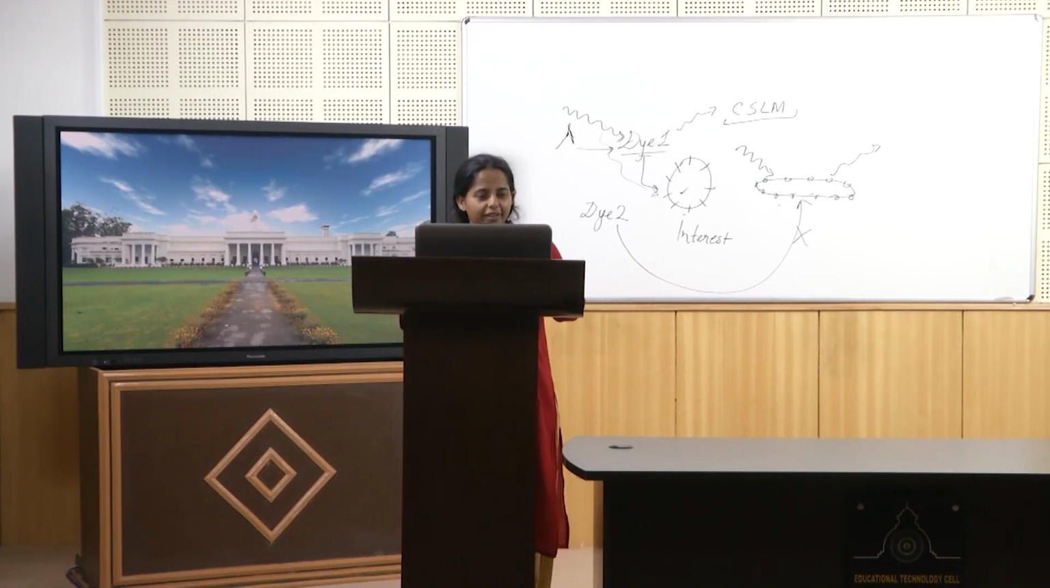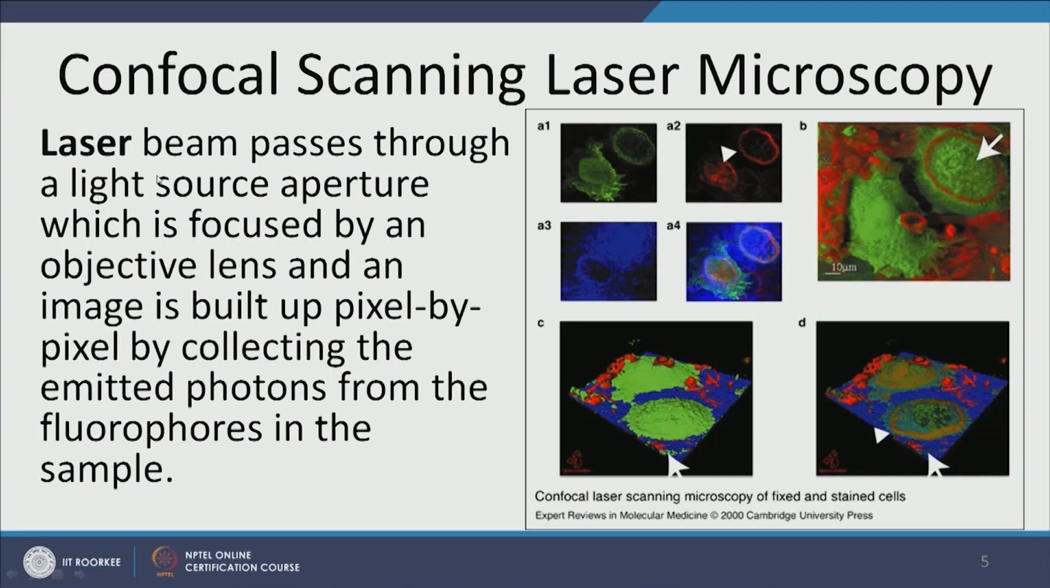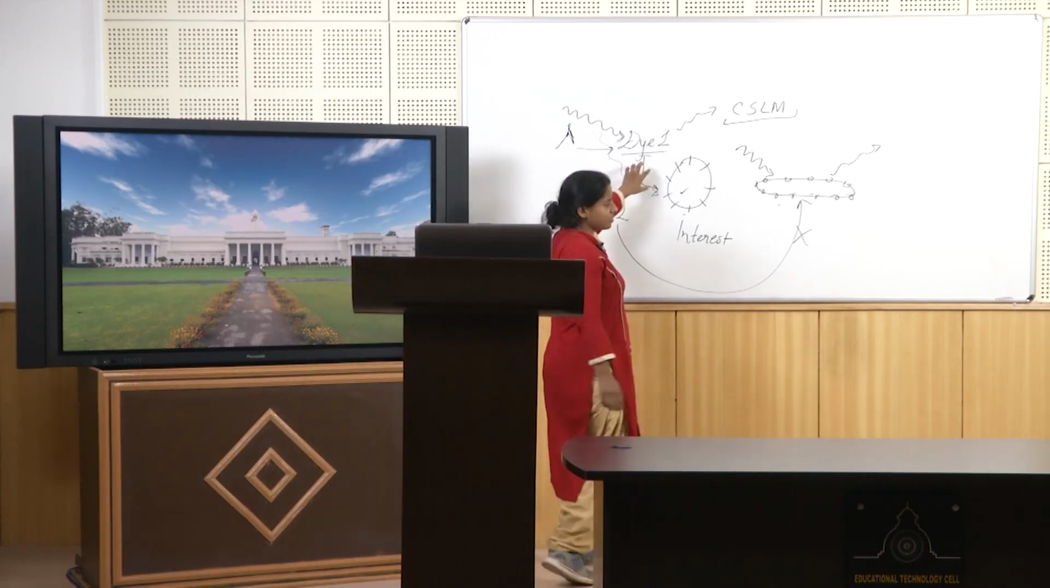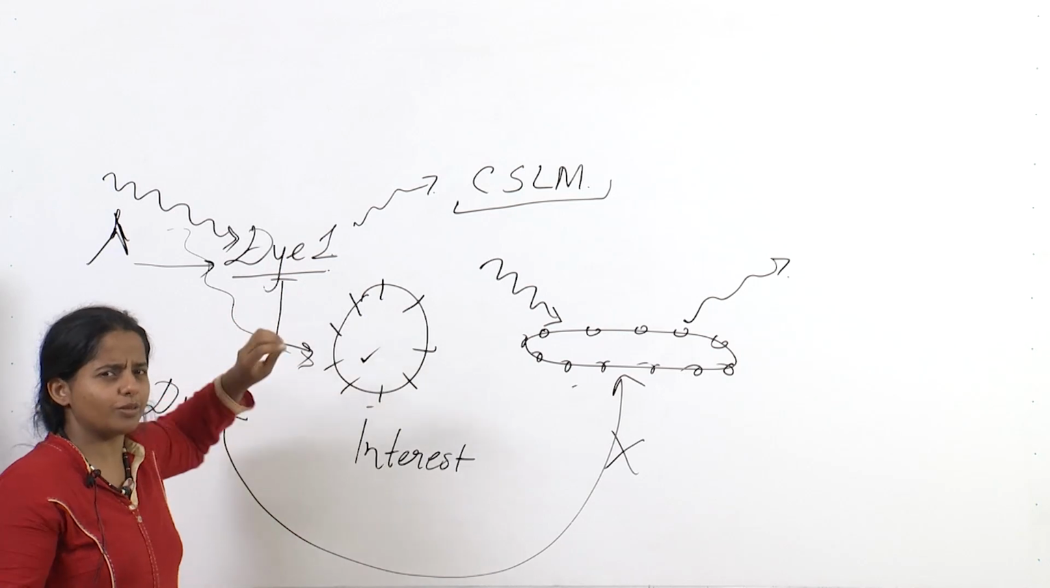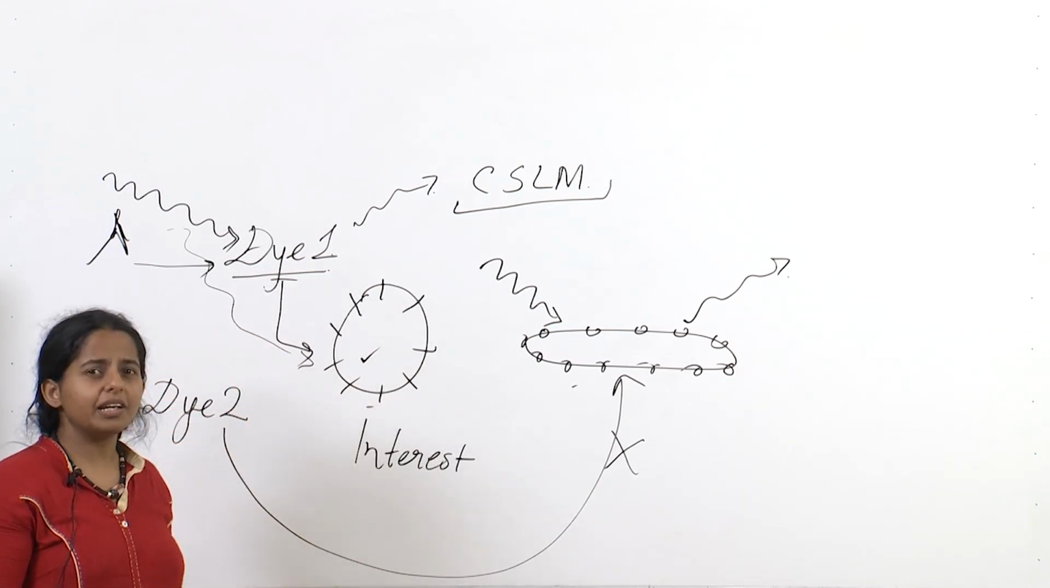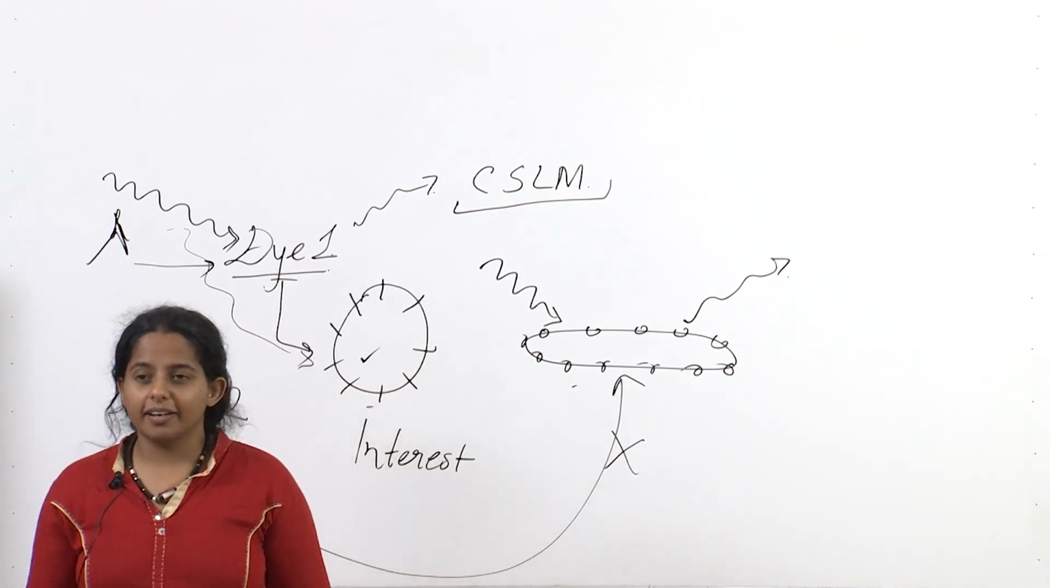So, here we have, let's read the text out because it's very informative. The laser beam passes through a light source aperture which is focused on the objective lens. Now, if you remember from your high school physics, the objective lens covers a very small portion of your sample, and an image is built up pixel by pixel by collecting the emitted photons from the fluorophores in the sample. These fluorophores are your dyes. I'm using a very generic term here because I promised you we won't get into hardcore microbiology, but we will look at how we apply it.